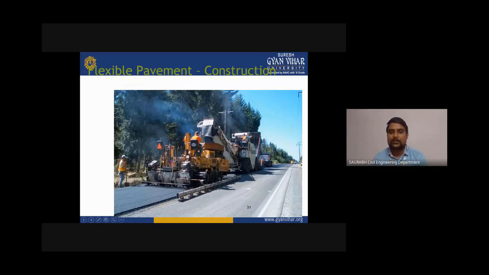Now this is the flexible pavement construction. By using this machine, we do the surfacing, which is usually done by the mixing of bitumen and aggregate.